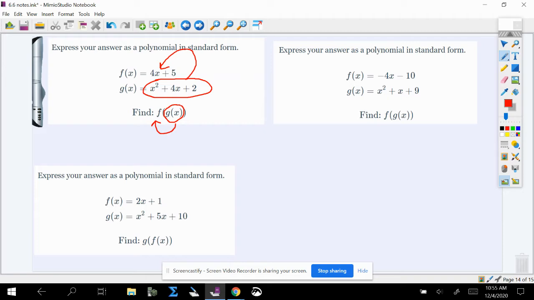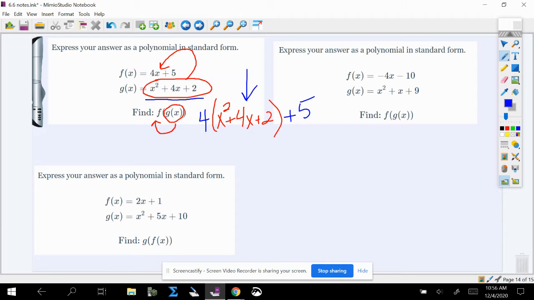You're going to still have the 4, but then instead of an x, you're going to plug in x squared plus 4x plus 2. You're going to put that g function in where you see the x, and then you're still going to have a plus 5. So notice what I did. I took that entire g function and I put it right where the x was in the f function.